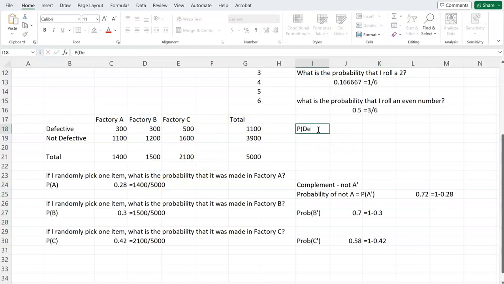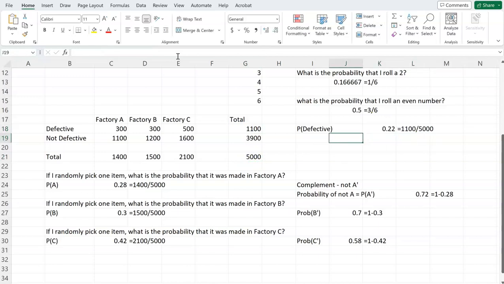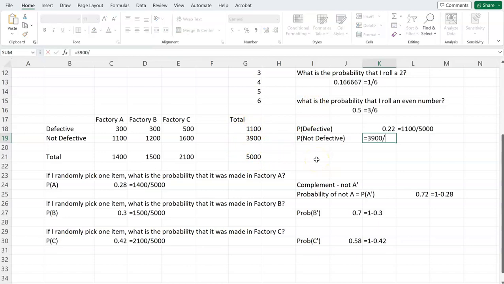I have 1,100 defective out of 5,000 productions. So it would be that number. So 22% of my output is defective. And the probability of not defective, since the product is either defective or not defective, we could actually say they're complements of each other, but we can also find it out ourselves. So we will find that 78% of the output is not defective.